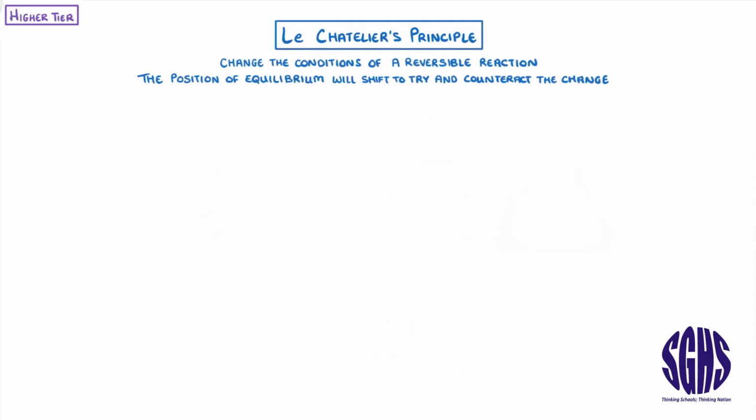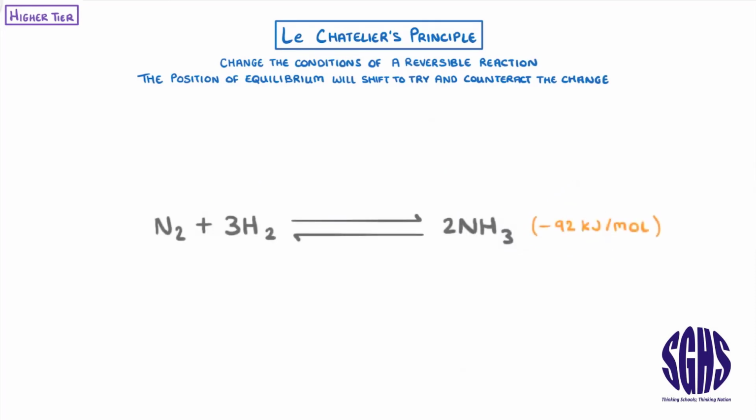To see what this means in practice, let's take a look at this reaction for the production of ammonia from nitrogen and hydrogen. And imagine that it was being done within a sealed system. The minus 92 kilojoules per mole is the overall energy change of the forward reaction. And because it's negative, we can tell that the forward reaction is exothermic, which means it releases energy to the surroundings. And because the backward reaction has to be the opposite of the forward reaction, it must be endothermic.